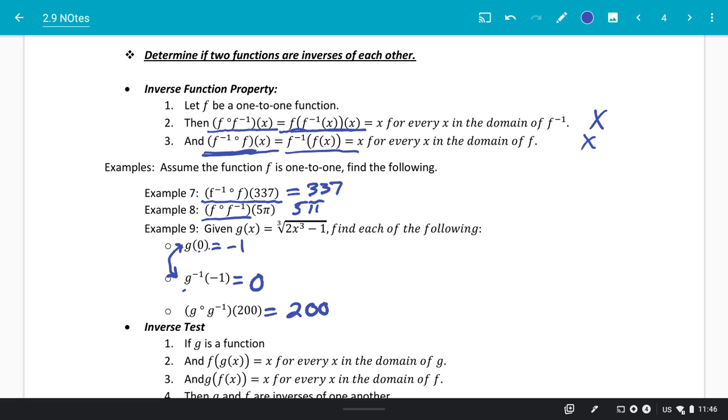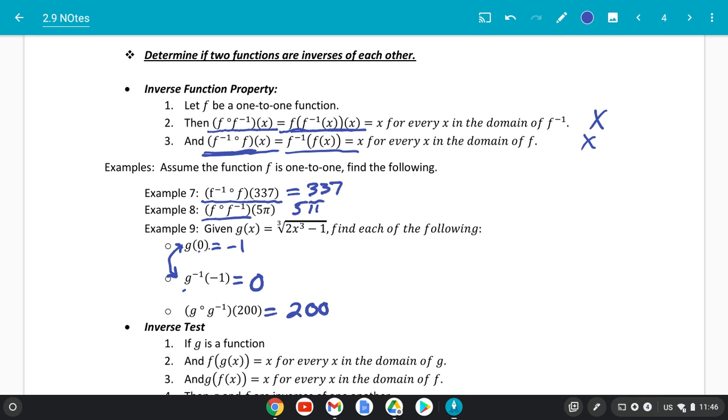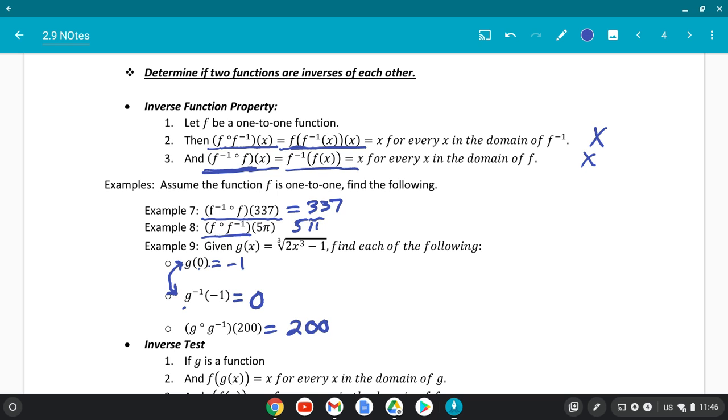Questions, comments, concerns? Welcome to inverse functions, the end of Unit 2.